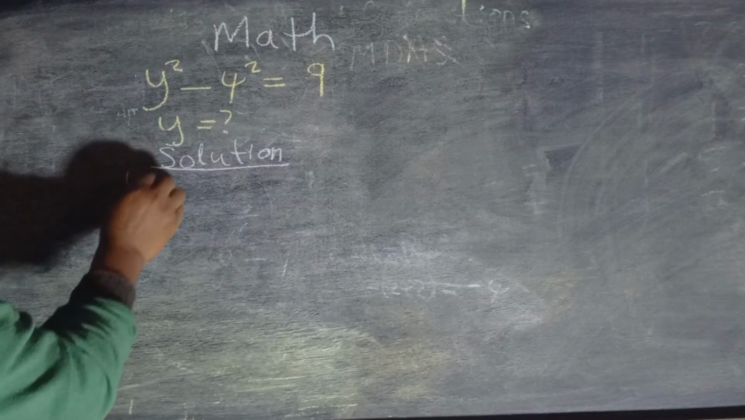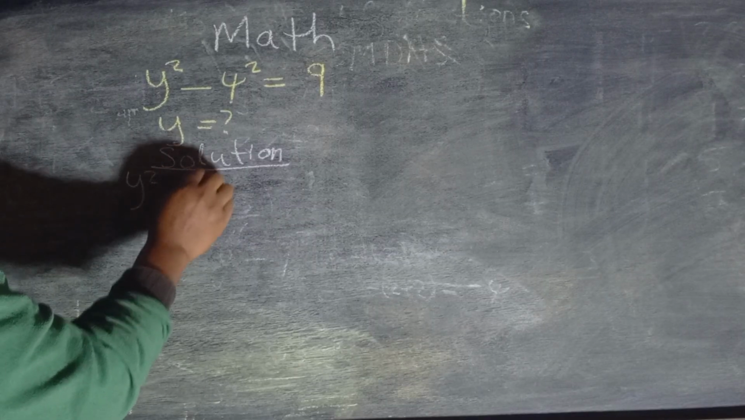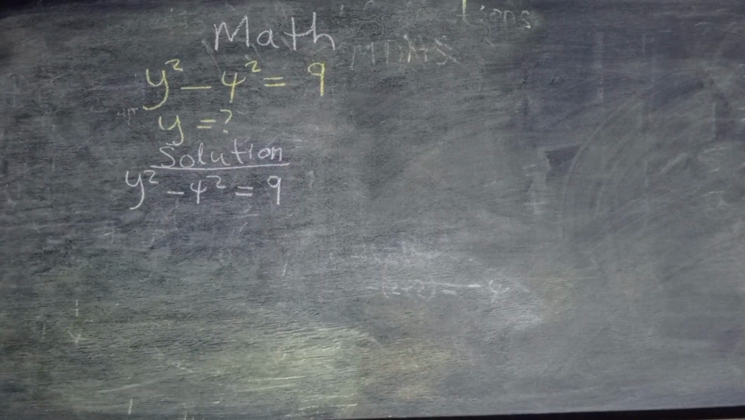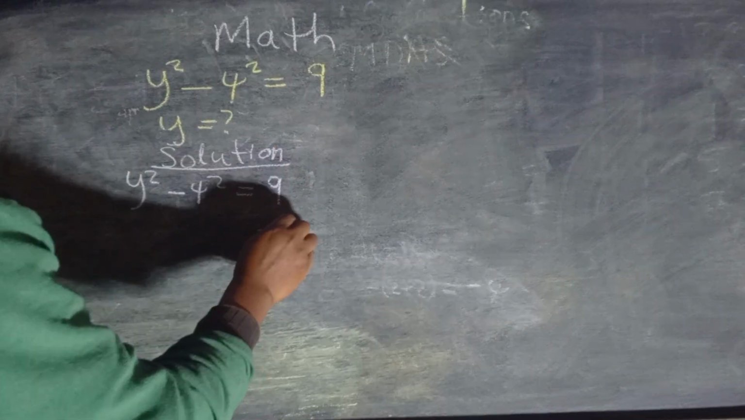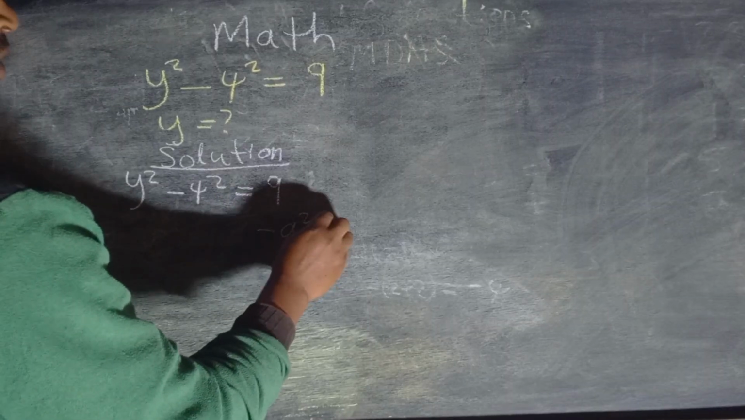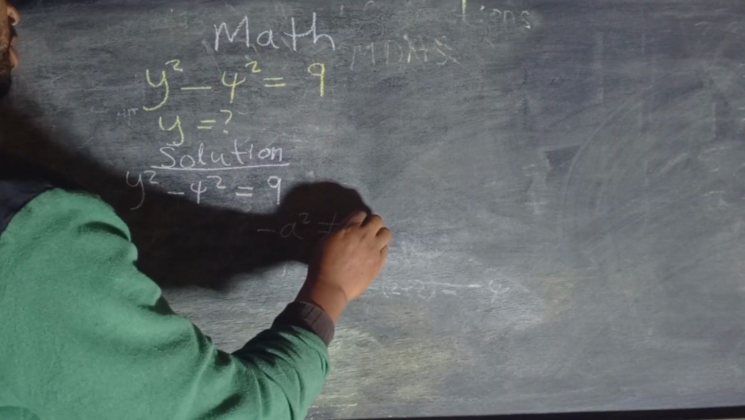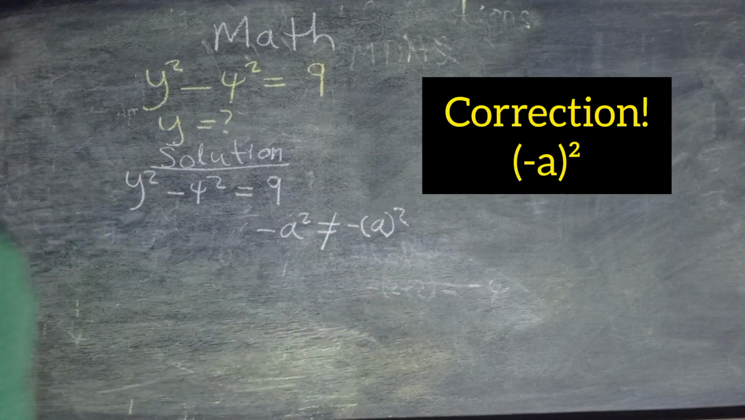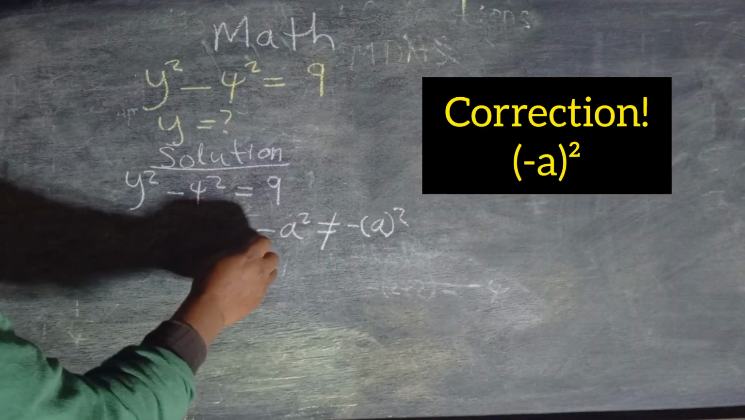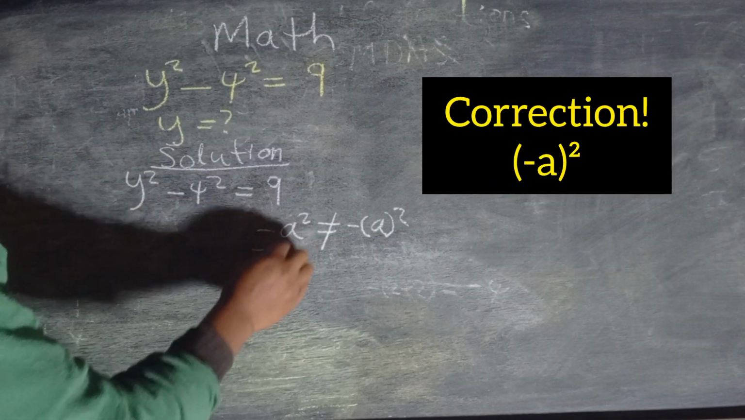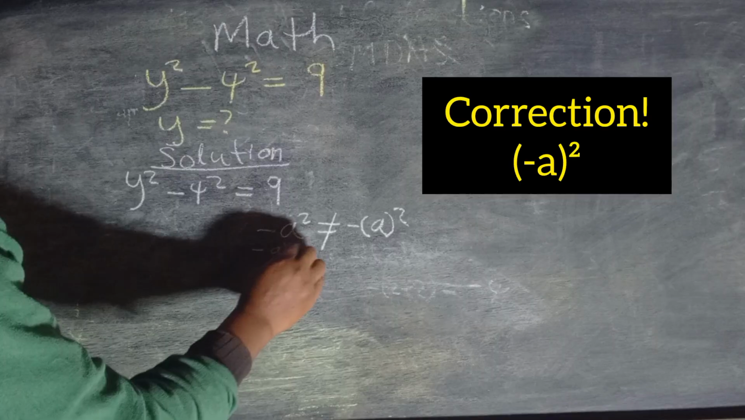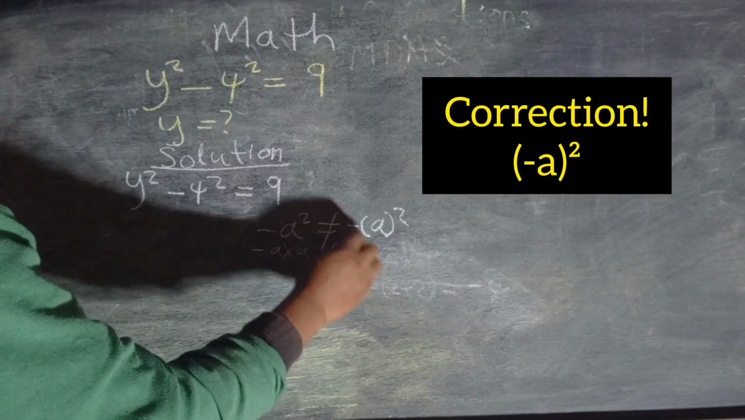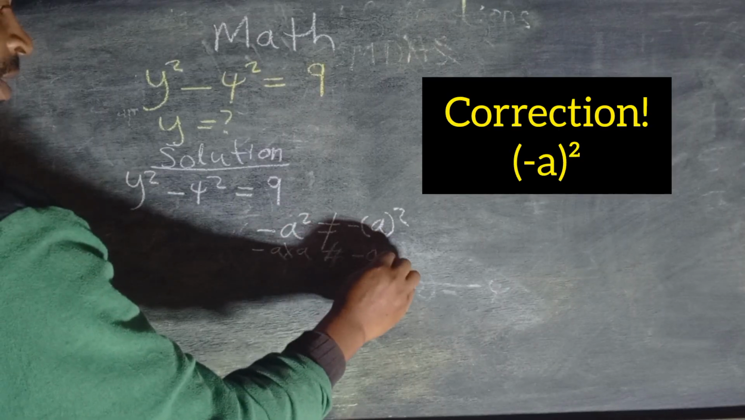Here's the quiz. y² minus 4² is equals 9. Recall that in mathematics, negative a² is not equals to negative a, all square. Okay, so this one means negative a times a, okay, is not equal to, this one means negative a times negative a.